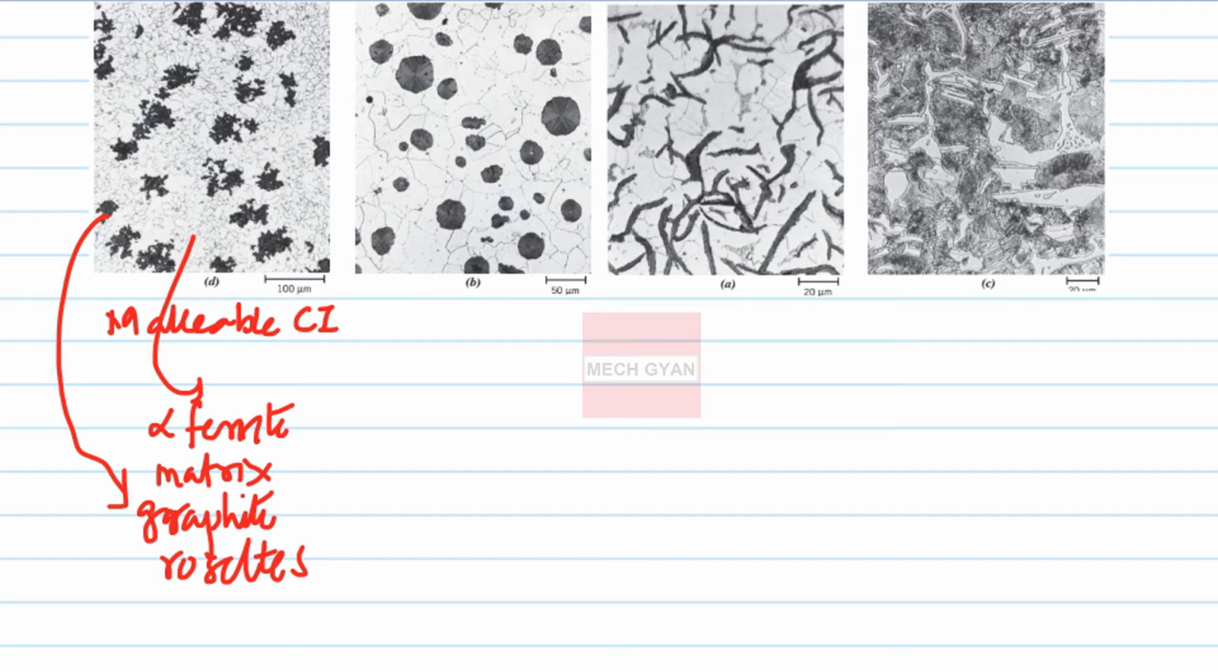But let's see the other options also. This is basically nodular, or also ductile iron. Here these dark colors are called graphite, basically dark graphite nodules.